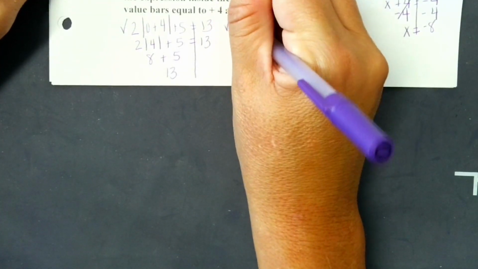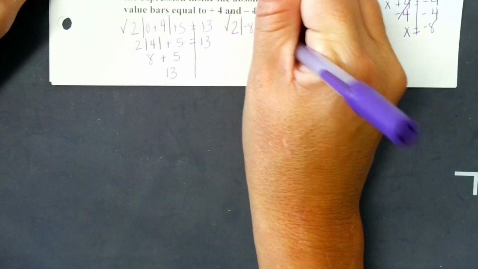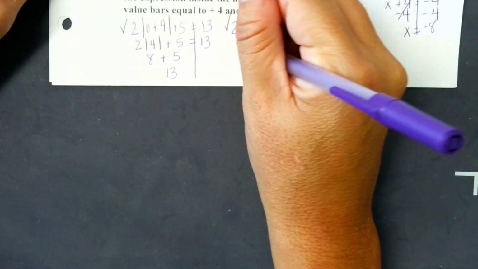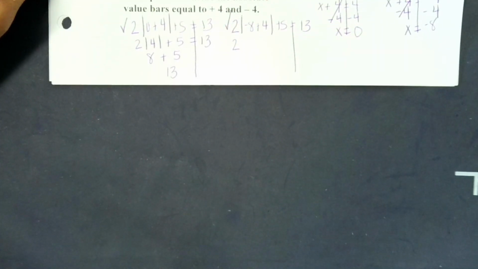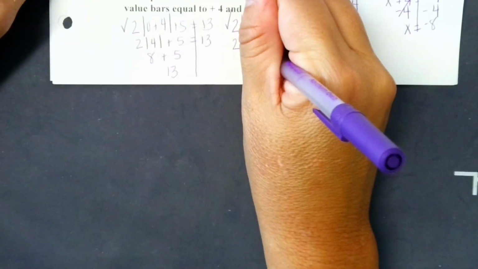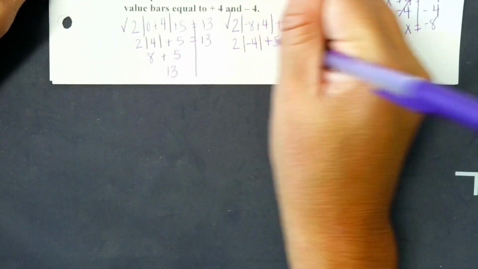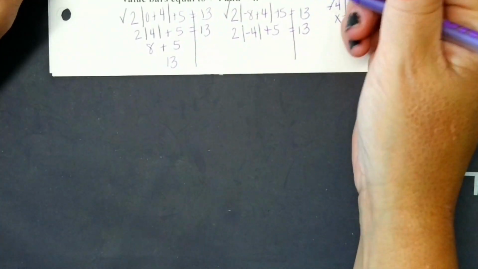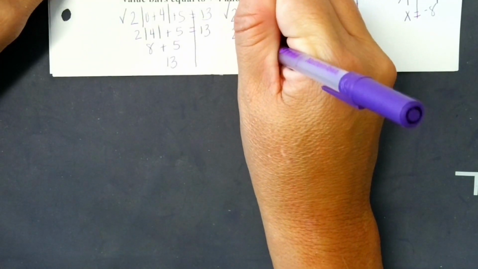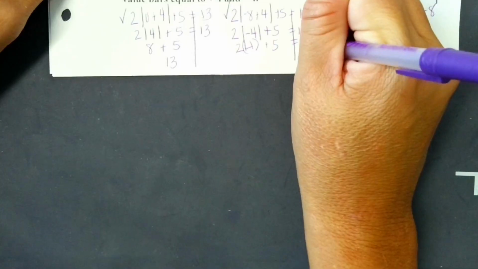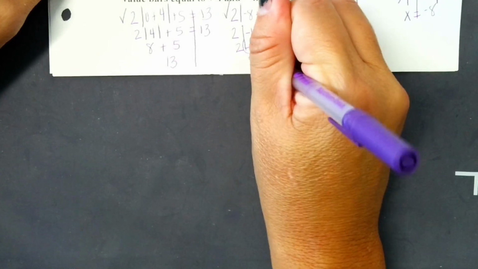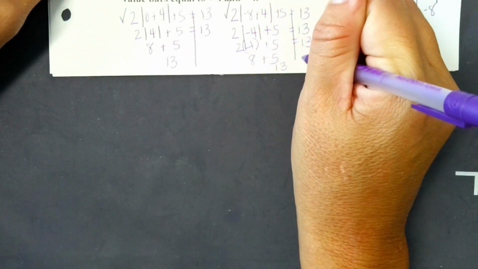So now I need to check it with a negative 8. Negative 8 plus 4 is? Negative 4. The absolute value of negative 4 is? 4. 2 times 4 is 8, and plus your 5 is 13.